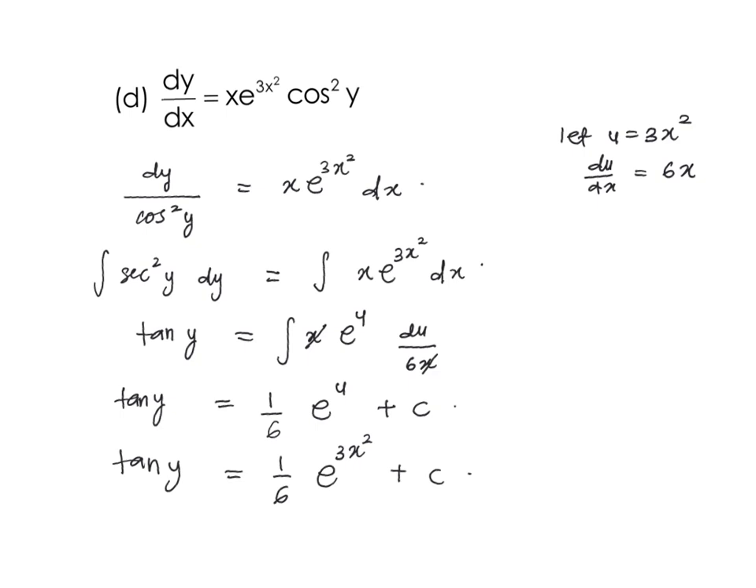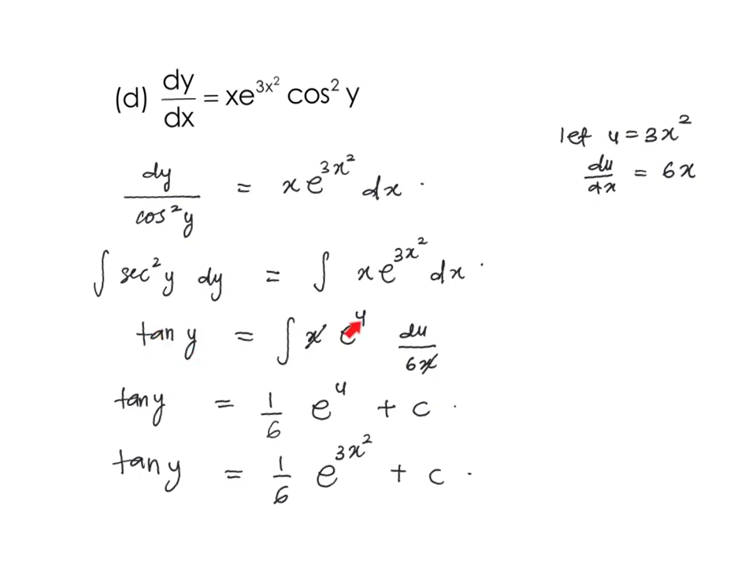For D, you are given dy over dx equal to x e to the power of 3x squared cos squared y. Same as before, first step we need to reorder into f(y) dy, and on the other side f(x) dx. Then we integrate both sides. 1 over cos squared y is equal to secant squared y dy, equal to the integral of x e to the power of 3x squared dx. Integrate secant squared y, we get tangent y.